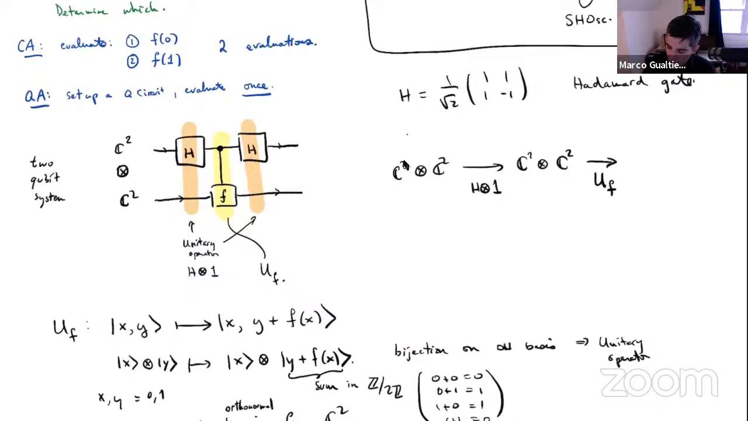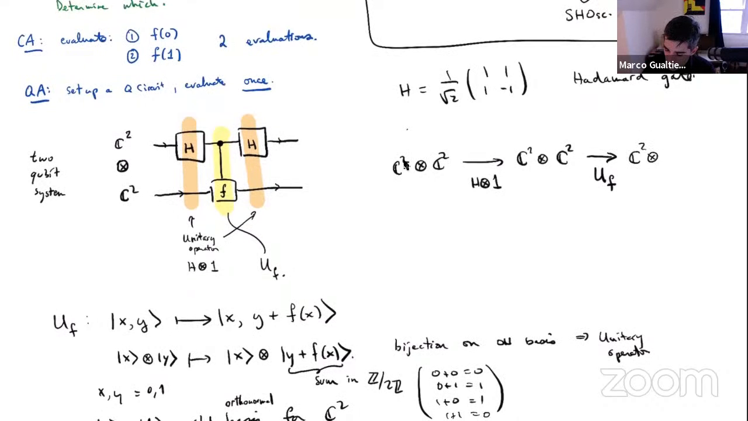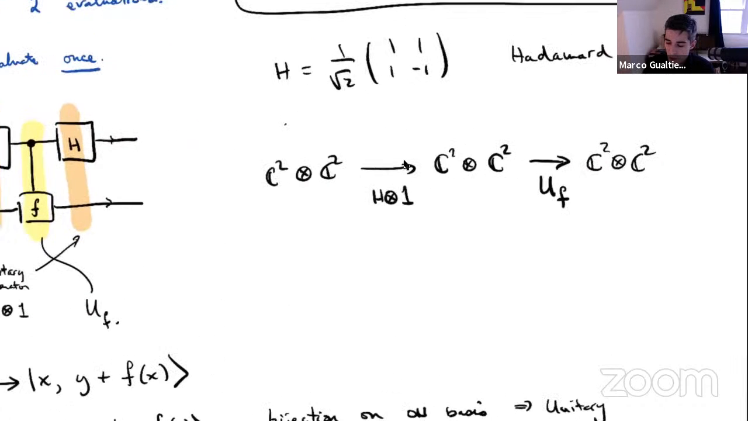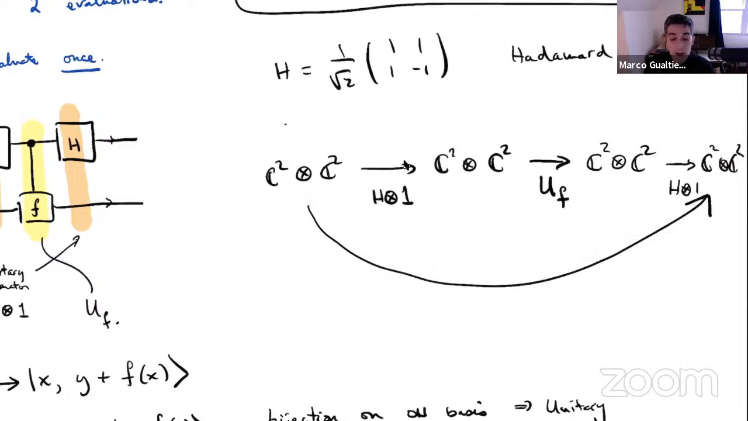So let me continue this diagram. This goes to C2 tensor C2. The first copy is the control. The second is where the function is acting. And then finally, we have another Hadamard tensor 1 into C2 tensor C2. So this composition, this is the algorithm. This is the quantum algorithm, or the quantum program, or the quantum circuit.